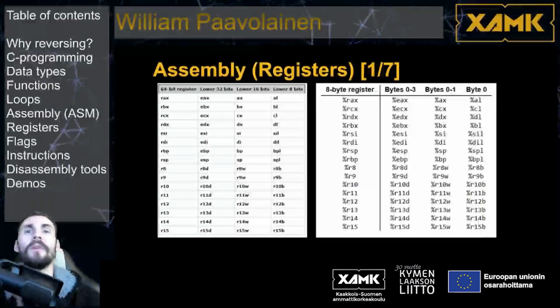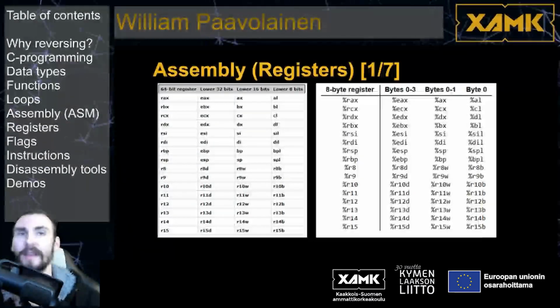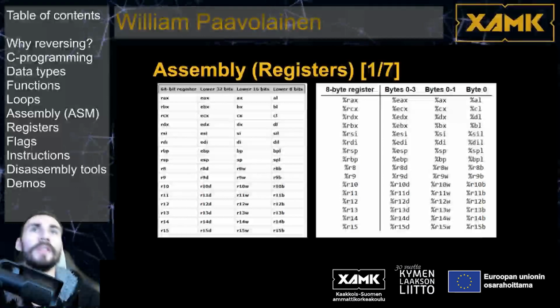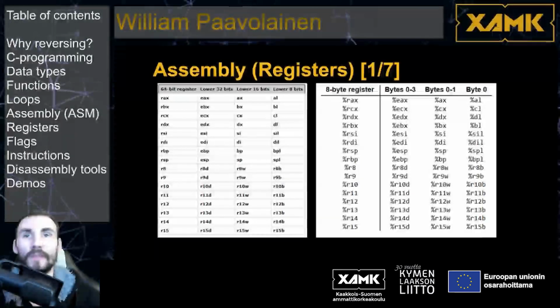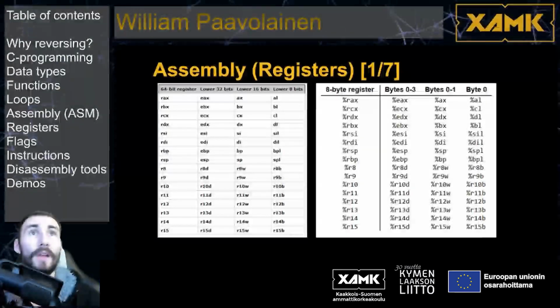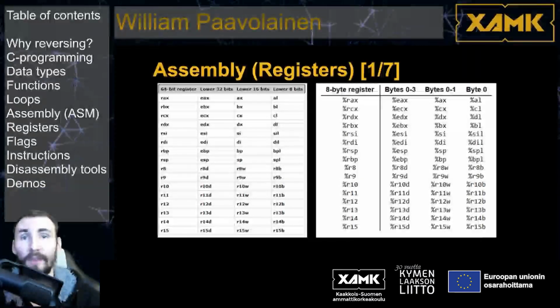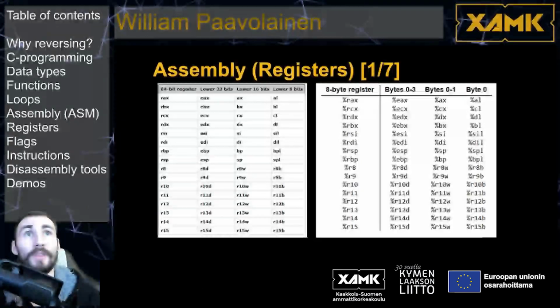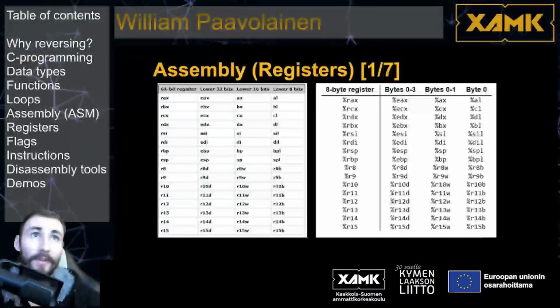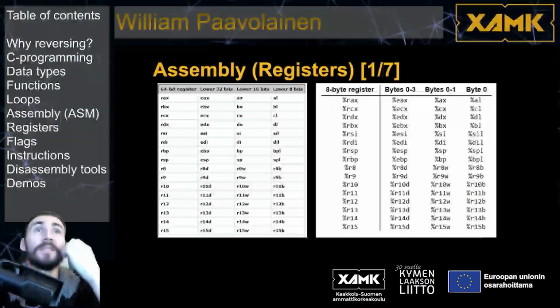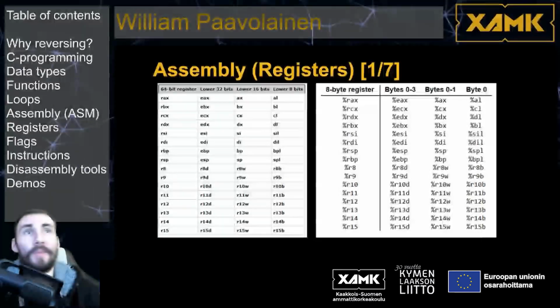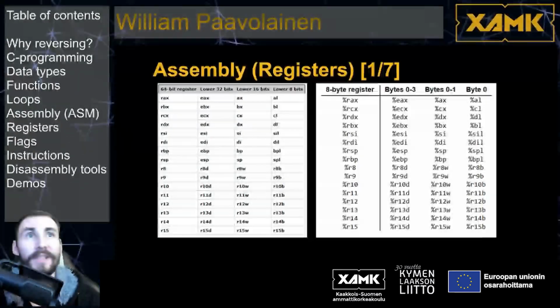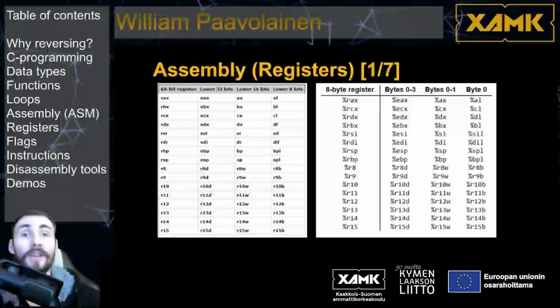And it's good to know how these registers are actually named. So every single 64-bit register starts with the letter R. Every 32-bit register starts with E. Then we have 16 bits, which is just the E removed. And then we have the lower 8 bits, where the X is replaced, usually with just an L. That's pretty much it for the naming.